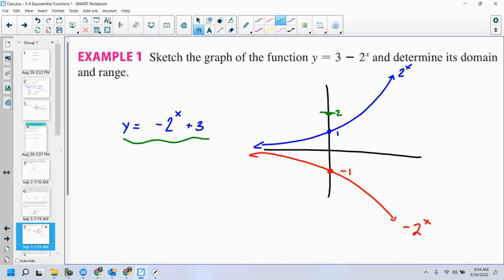Now, can anybody tell me where... Oh, I should have made it steeper than my red one, but you get the idea. Can anybody tell me where is my asymptote now?